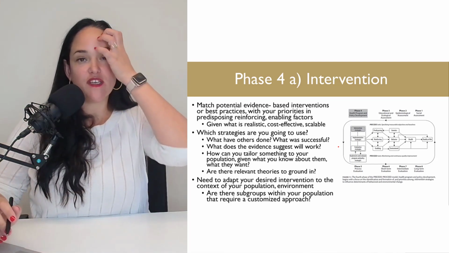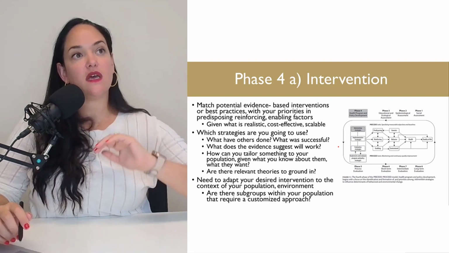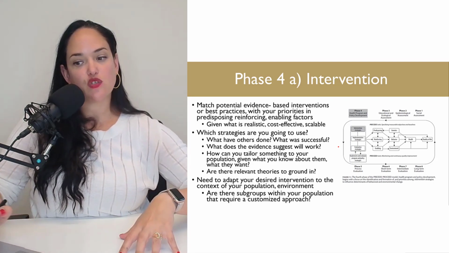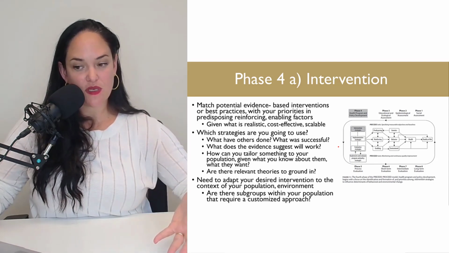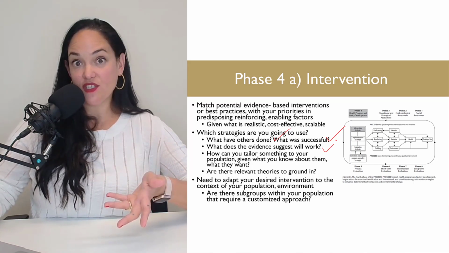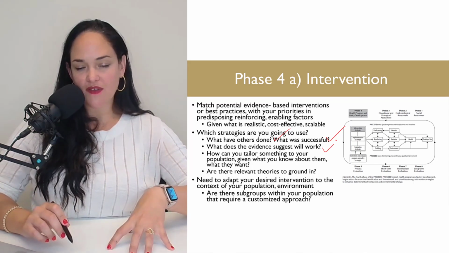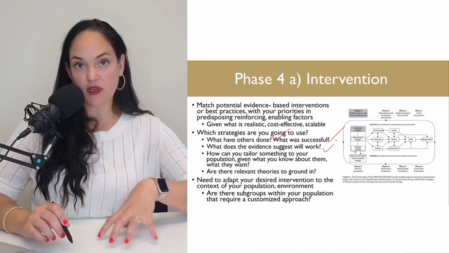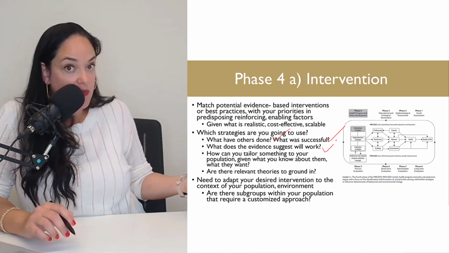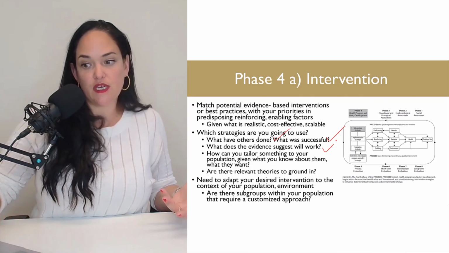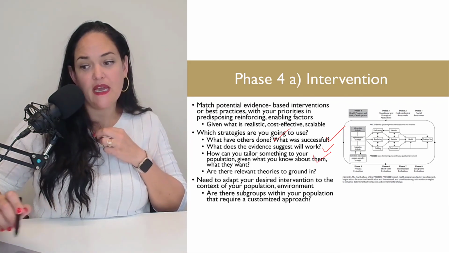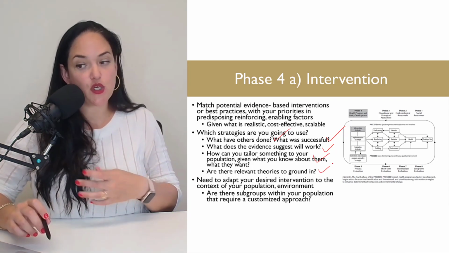Okay. So in the intervention, it's like, okay, I know my population, I know what they're about, I know why they're doing what they're doing right now. So what's actually going to make a difference? What have others done? What was successful? What does the evidence suggest will work? You're probably not going to find evidence that speaks directly to your specific population under these circumstances, but people have done other things in other populations. Can we learn from those? How can you tailor your intervention to your people? Right? And are there theories we need to ground in as well?